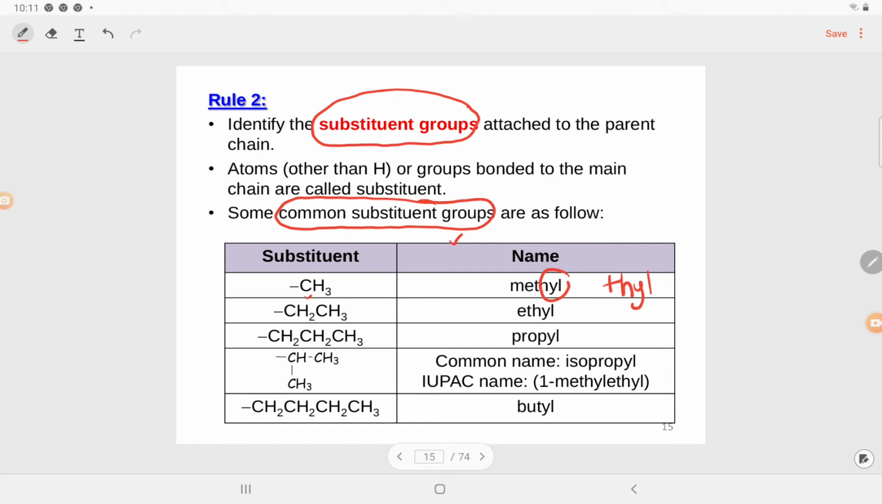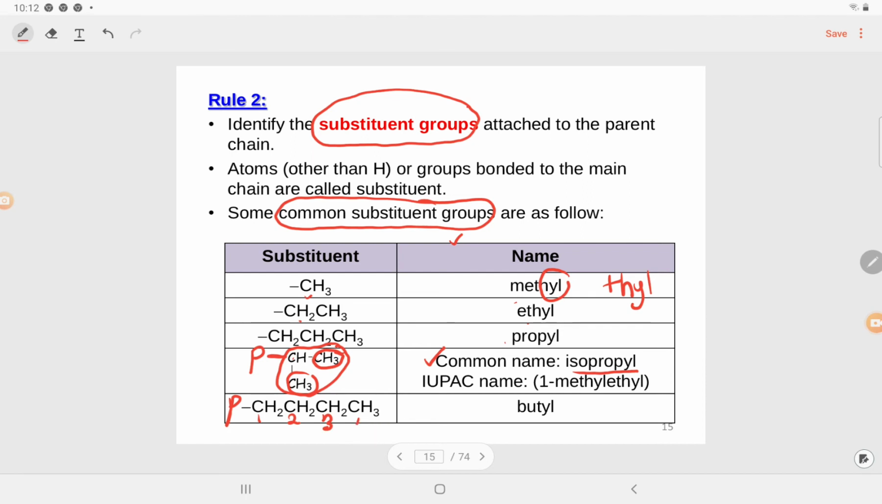So if 1 carbon atom, this is methyl, 2 carbon atom, ethyl, 3 carbon atom, propyl, and we have the common name for 3 carbon atom, which we can call isopropyl. So you must remember for this, we have 3 carbon atom, and we have the CH3 attached to the center of the carbon. So this bonding pair is directly attached to your parent, which is your longest carbon here. So this substituent we can classify as isopropyl.